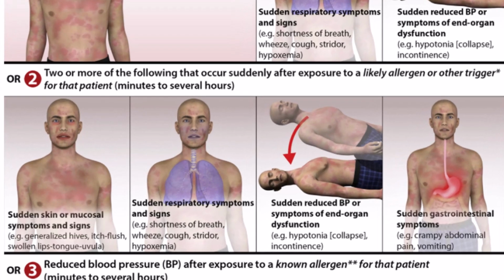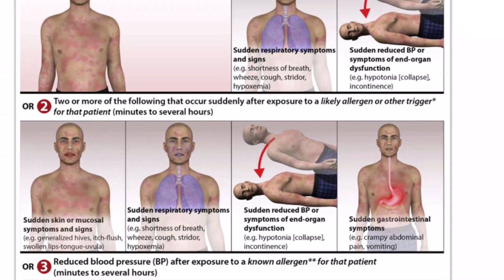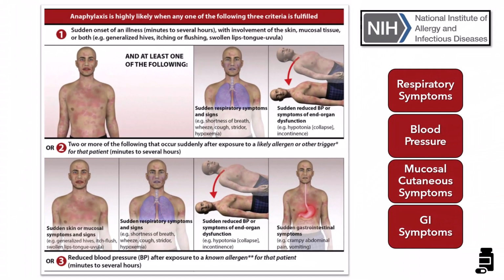Scenario 2 includes 2 or more of the following symptoms after exposure to a likely allergen, meaning I don't think I am allergic to a bee, but I just got stung by a bee. We look for mucocutaneous symptoms, respiratory symptoms, hemodynamic changes, or GI symptoms, and remember, you only need 2 of these symptom classes to qualify.